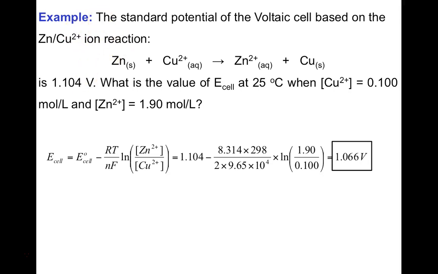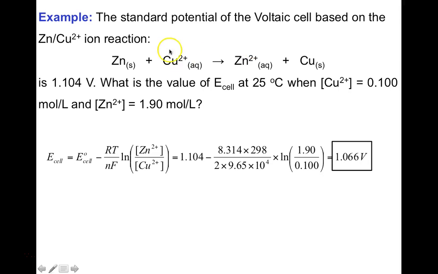So this is a good example of this effect. The standard cell potential of the voltaic cell based on the zinc-copper ion reaction is, and we probably should already know this, 1.104 volts. So this is when we have pure zinc, 1 mole per liter copper 2+, 1 mole per liter zinc 2+, and pure copper.